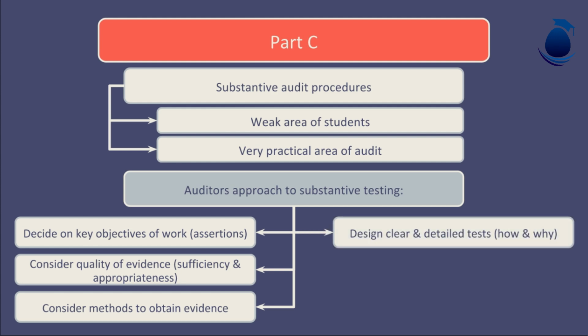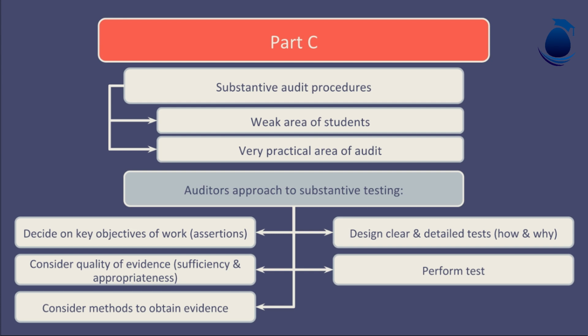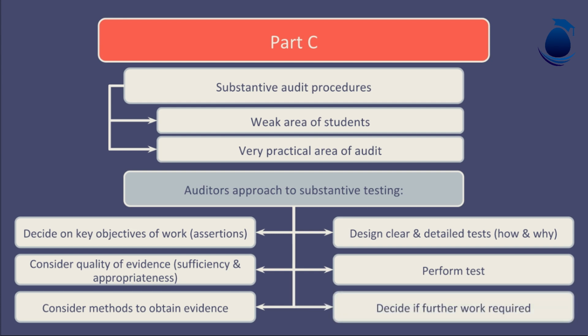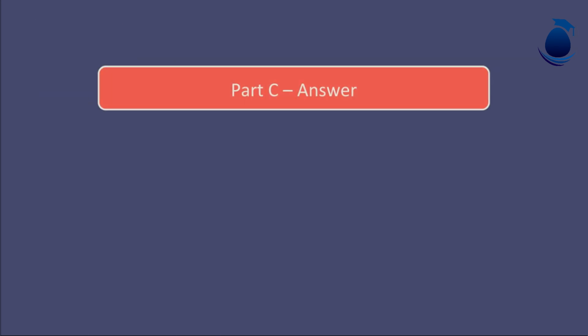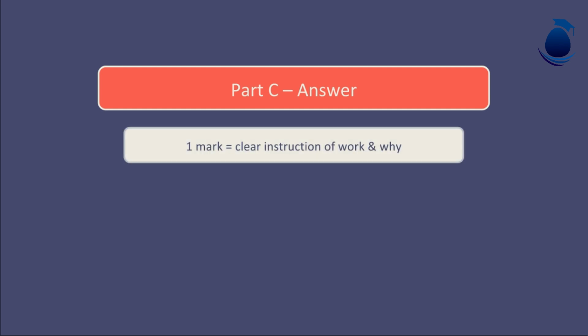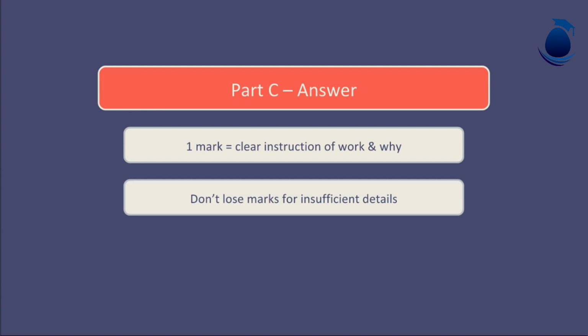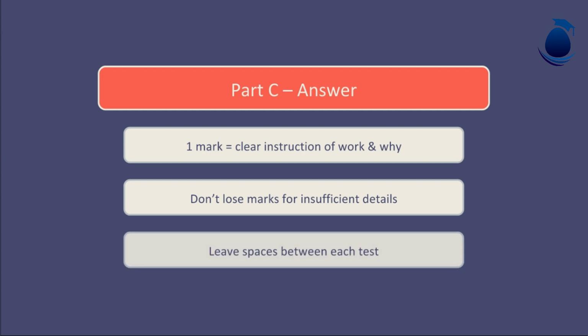Design the test, making sure it is a clear instruction, explaining what needs to be done and why. Perform the test, and then decide if further work is required. To get maximum marks, your substantive test must be detailed enough, explaining how to do the work and why. Many candidates do not provide enough detail and lose valuable marks. Set out each test, leaving spaces between each one, so it is clear to the marker where one test ends and the other begins. Let's now look at Part C.